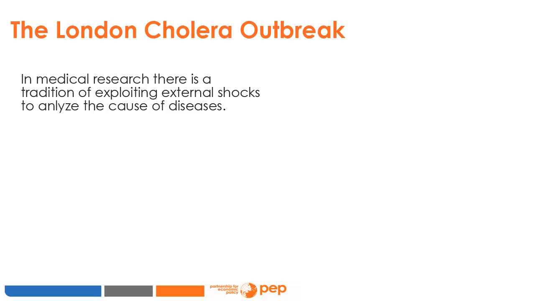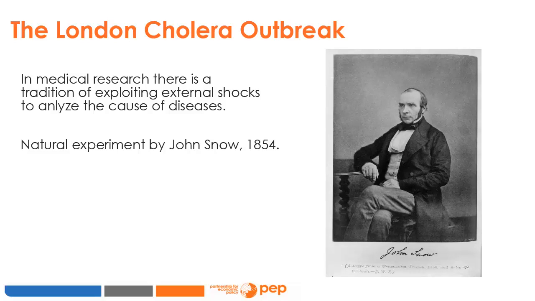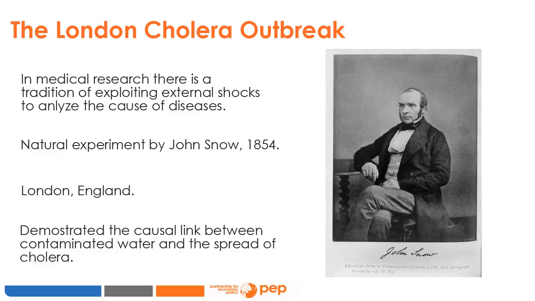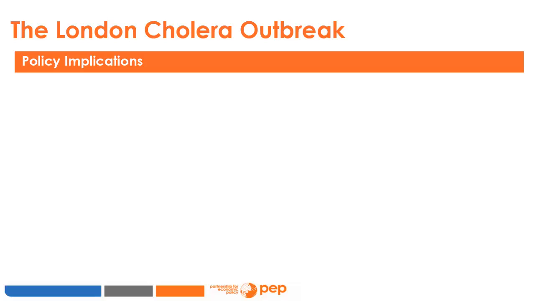In medical research, there is a long tradition of exploiting external shocks such as epidemics, famines, or economic crises to analyze the causes of diseases. In the history of public health, few events are as important as the natural experiment studied by the physician John Snow back in 1854 in London, England. Snow demonstrated the causal link between contaminated water and the spread of cholera. This natural experiment had strong policy implications.